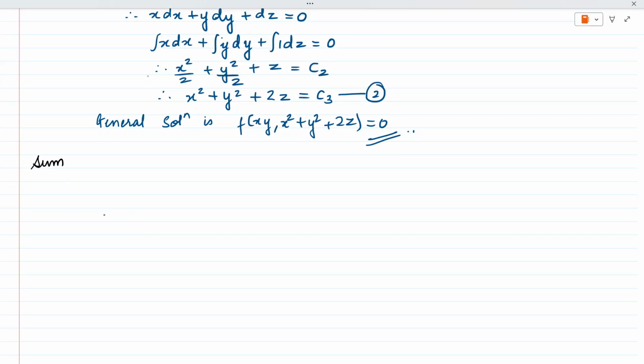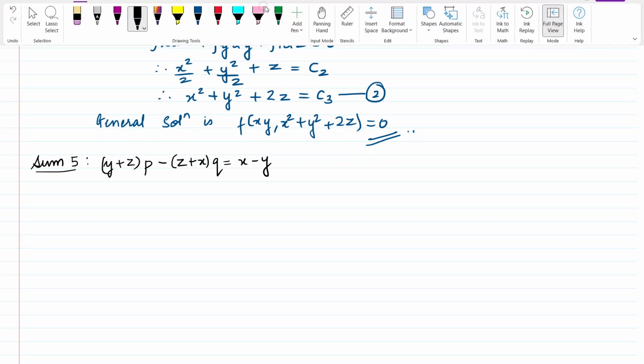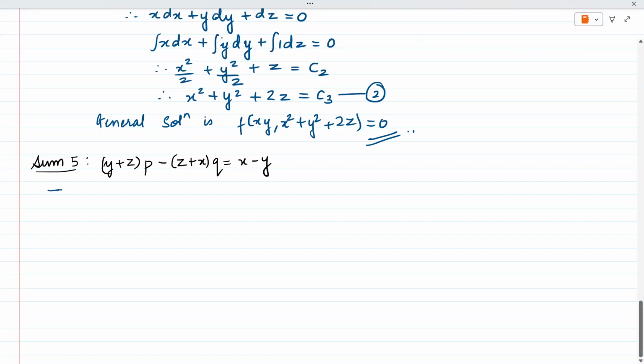So this will be sum number 5. We have (y plus z) times p minus (z plus x) times q is equal to x minus y. Let's begin with the auxiliary equation, and the question is again to solve the PDE, okay? So the auxiliary equation is dx over y plus z, dy over negative (z plus x), and dz over x minus y.